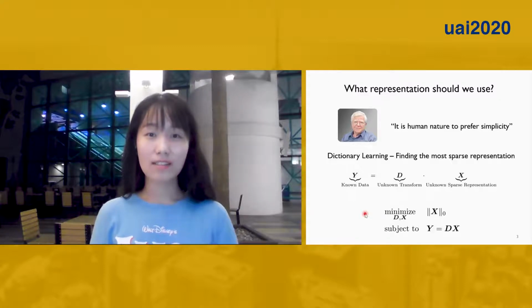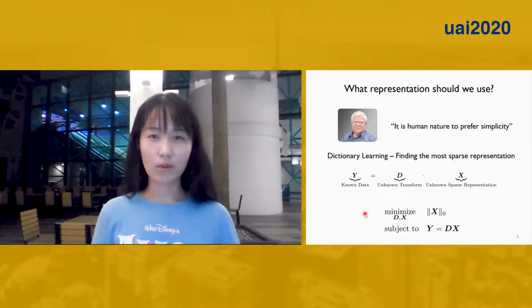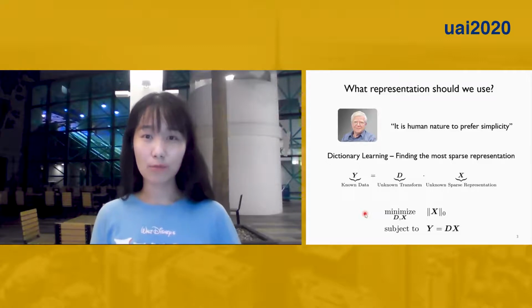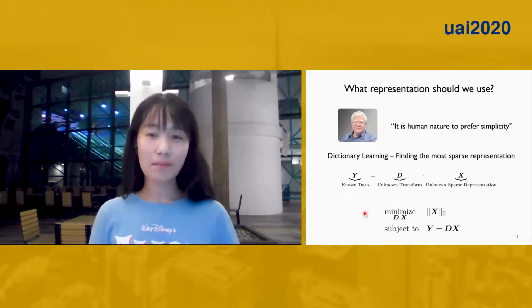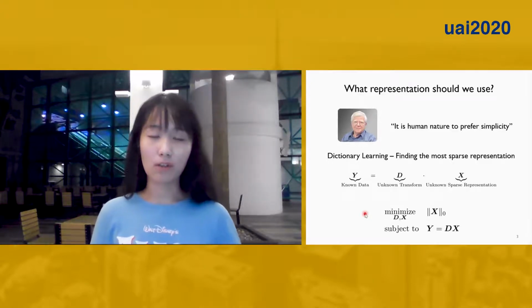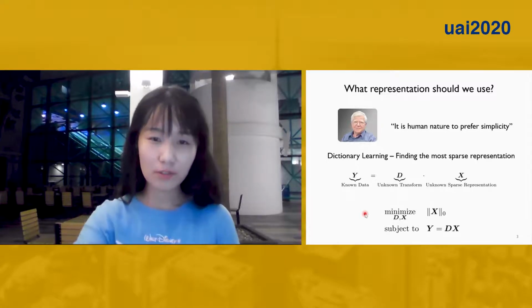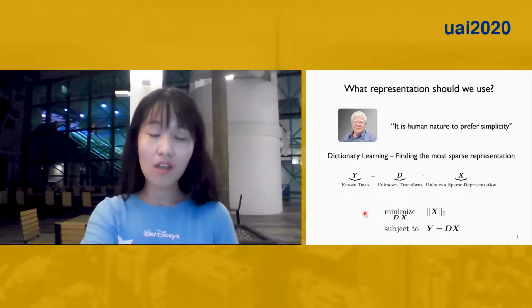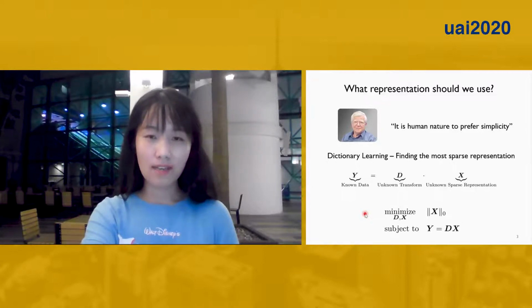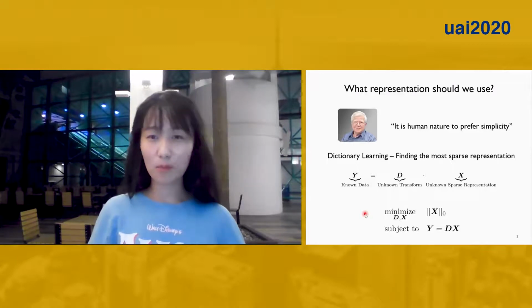We think that sparse data representation is simple, because we can use only a few number of non-zero elements to represent a high-dimensional data. So finding the most sparse representation turns out to be a problem called dictionary learning, which aims to learn the unknown transformation D and the unknown sparse representation X from a given data Y. The problem can be directly formulated into this one. Here, L0 norm is used to count the non-zero elements in X. So here we have got the simple problem.